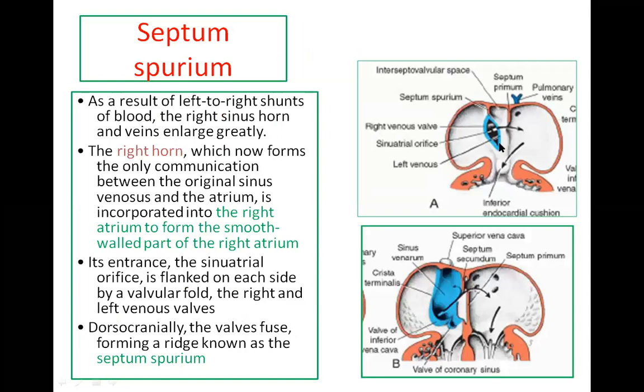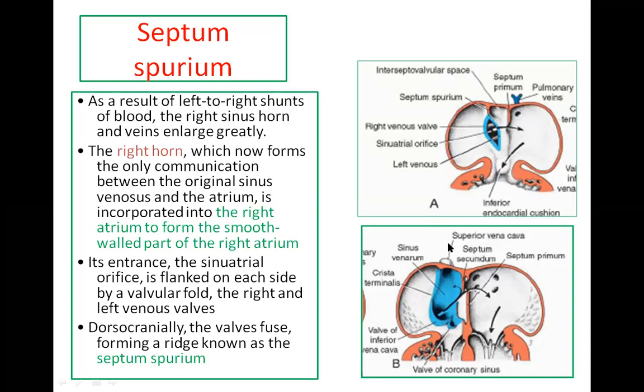Now there is septum spurium. What is septum spurium? तो दोनों हॉर्न्स थे, राइट एंड द लेफ्ट हॉर्न, उनके भी वाल्व्स थे. तो दोनों वाल्व, राइट वीनस वाल्व एंड द लेफ्ट वीनस वाल्व, they will unite cranially and they will form a septum which is known as septum spurium. ठीक है, so as a result of left to right shunts of blood, the right sinus horn and veins enlarge greatly.